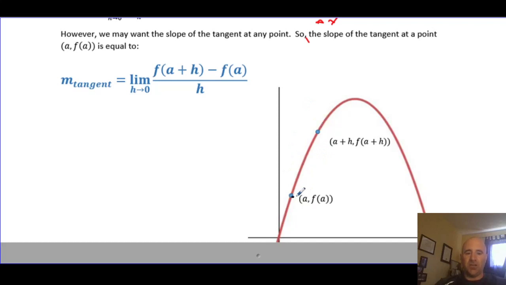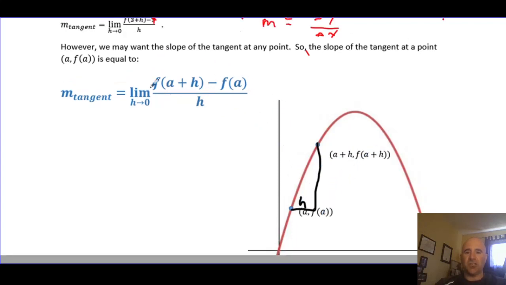Here is the run, here is the rise. The slope is equal to rise over run. In this case, our run is a plus h minus a, which is just h. So there's our run, and sure enough, it's in the denominator. And then our rise is the difference in the y values, f of a plus h minus f of a.